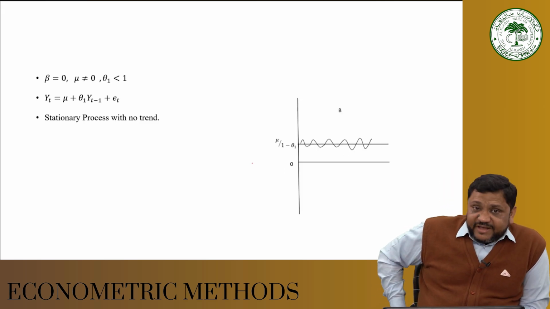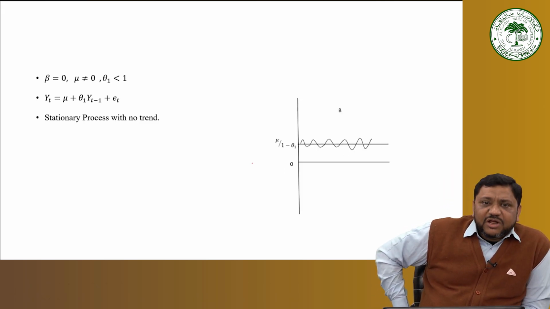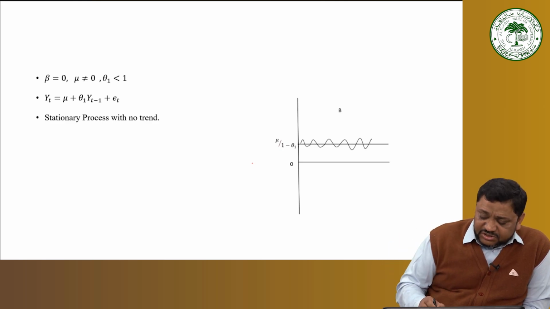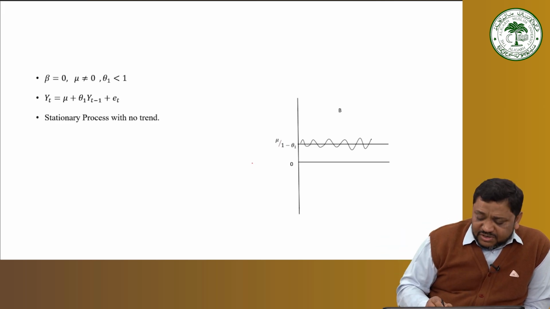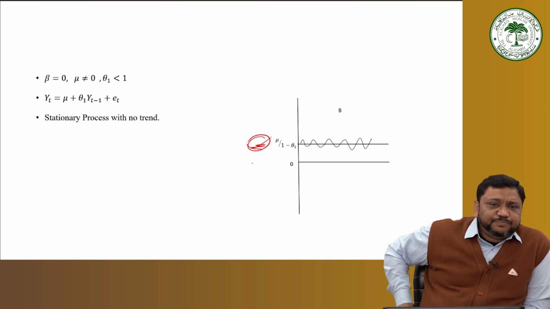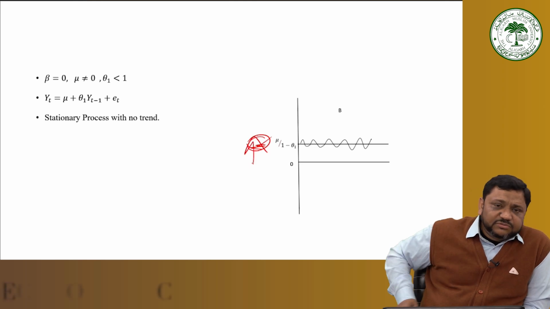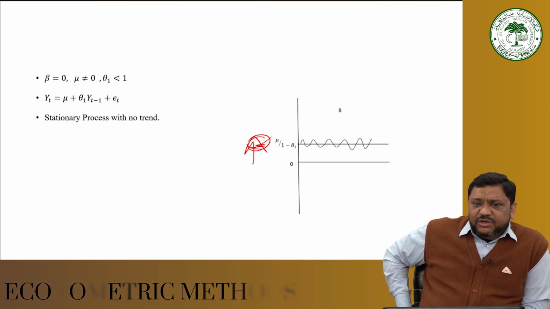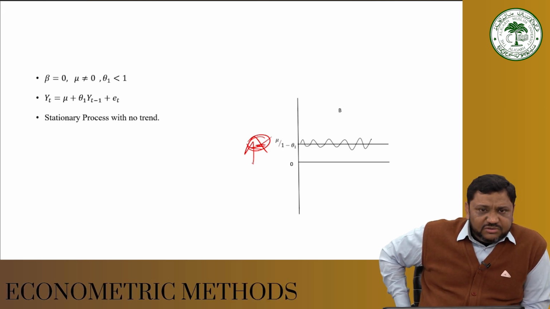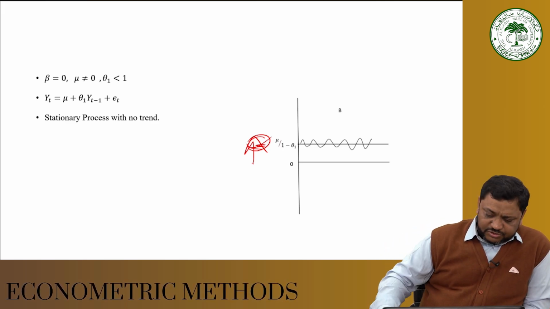The next case, again theta 1 is less than 1, so this is a stationary process, and here mu is not equal to 0, meaning there is a term mu, which means there is a drift parameter. So the series is not fluctuating around a 0 mean, but rather around a different point which is above 0, that is there is a drift parameter. Again here there is no trend. This is again a stationary process.